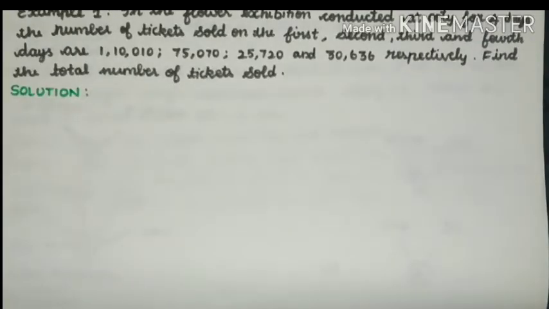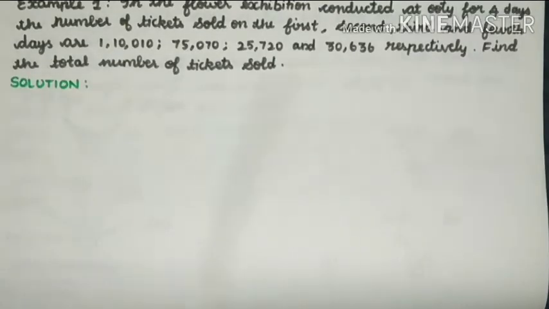Students, in the previous problem, we found the total number of people who had used the library for the past 5 months by using the tree diagram. But in this problem, it is not mentioned to find the total number of tickets sold using a tree diagram. So, we have to use the normal method. First, you have to write the statement. Then, you have to find the total number of tickets sold.